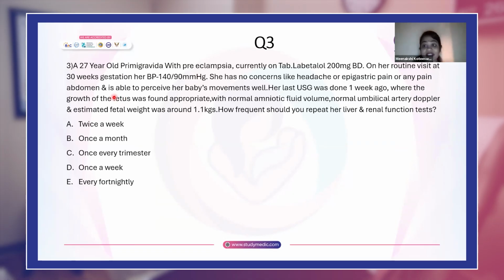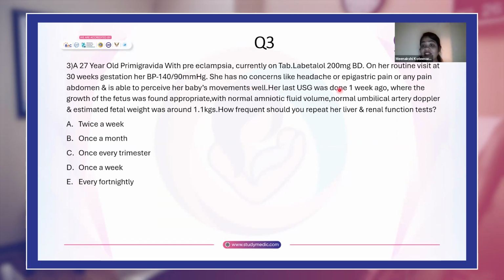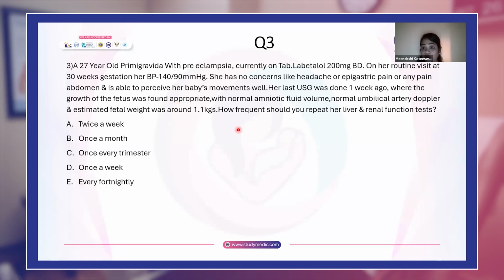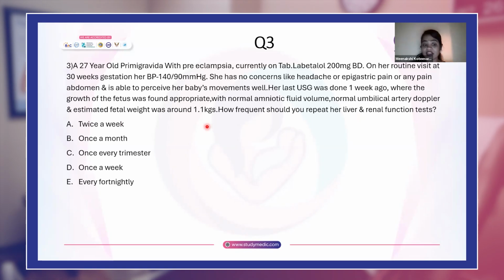She's got no other concerns like headache or epigastric pain or any abdominal pain, and is able to feel her baby's movements well. Last ultrasound was 1 week ago, where the growth of the fetus was found appropriate with normal amniotic fluid volume, normal Dopplers, and estimated fetal weight was 1.1 kilos. How frequently should you repeat her liver and renal function tests?